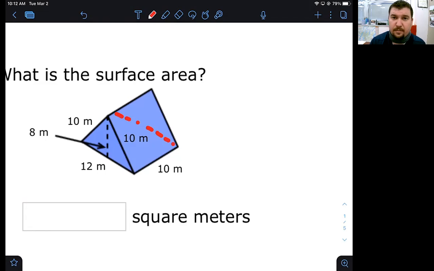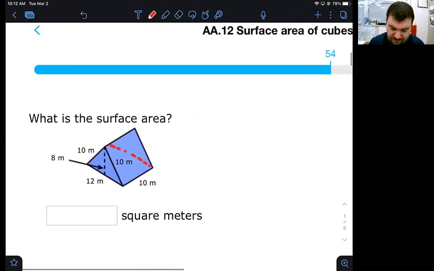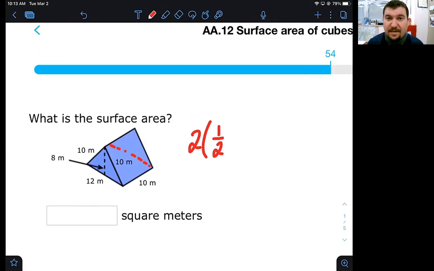On a triangular prism, the 2 bases are triangles, and because I know there's 2 of them, I can just multiply by 2. But remember, the triangular prism formula has a half in it because the area of a triangle we have to divide by 2 or take half. The base of the triangle is 12. The height of the triangle, it says, is 8. We're not going to use 10 as the height.